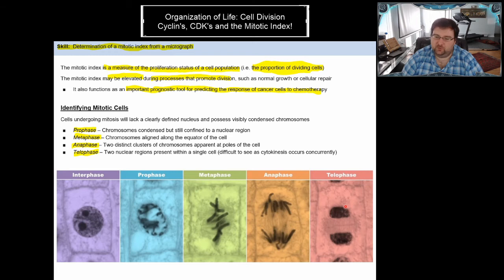Telophase, these chromosomes are on their opposite sides now, and you'll be able to see two clearly distinct nuclear regions starting to be formed here, and the chromosomes are now gone. Instead, it's being turned back into chromatin, and you might even be able to see, if it's an animal cell, the cleavage furrow, and if it's a plant cell like this one is, you'll be able to see the cell plate beginning to form.